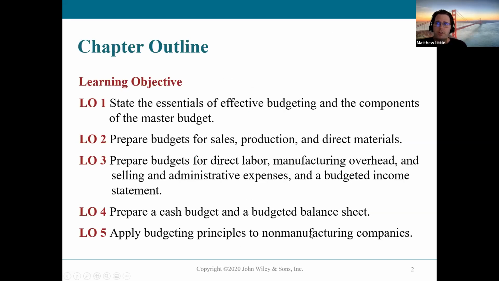This chapter is all about trying to understand the essentials of effective budgeting, various components of budgets, how to create budgets for sales, production, direct materials, and other components, as well as a cash budget and a budgeted balance sheet. And then we'll look at applying budget principles to non-manufacturing companies. The bulk of this chapter is looking at manufacturing, and then how do budgets translate to those that are typically performed around service or potentially retail.